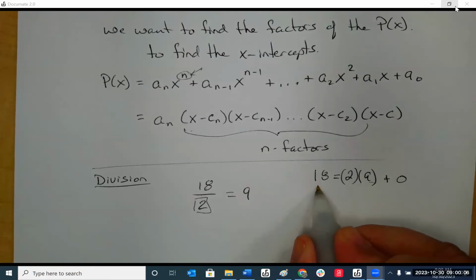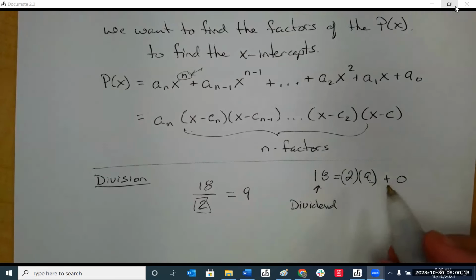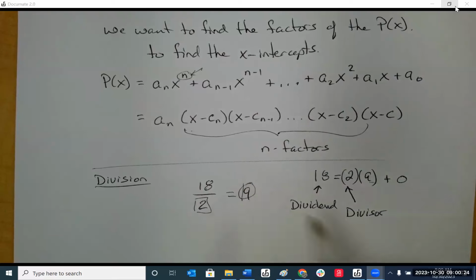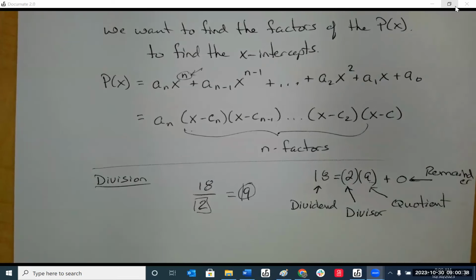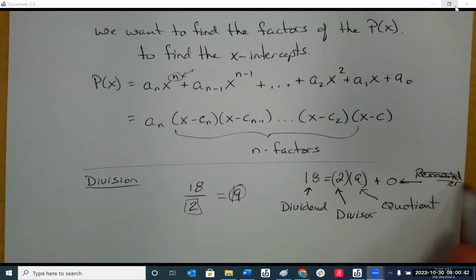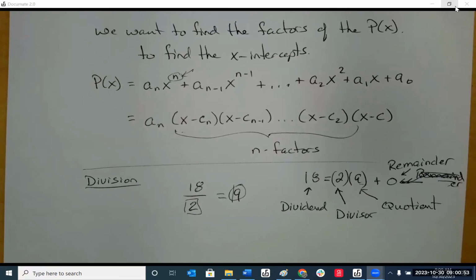The top number is called the dividend. The bottom number is called the divisor. The answer is called the quotient. And whatever's left is called the remainder. So in this case, 18 is made up of 2 times 9 with no remainder.